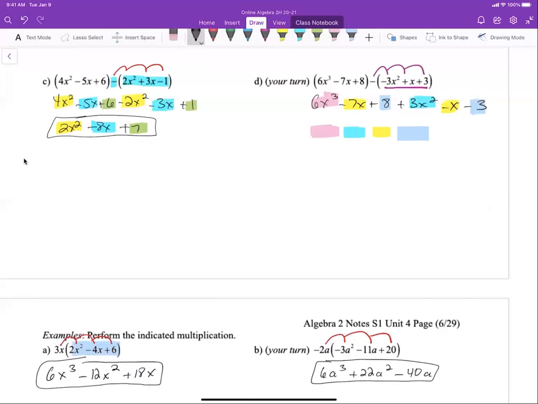So 6x cubed is the only term that has x cubed in it. Then I combine my x squared terms. There's only one, that's 3x squared, so plus 3x squared. I have negative 7x minus x will give me a negative 8x. And then I have two constants, 8 minus 3, which will give me a positive 5.